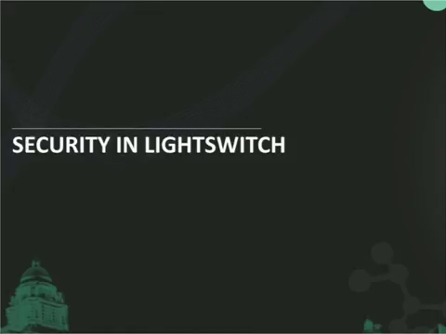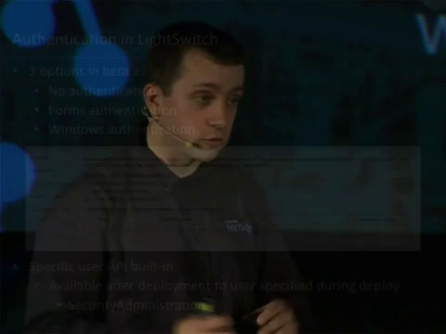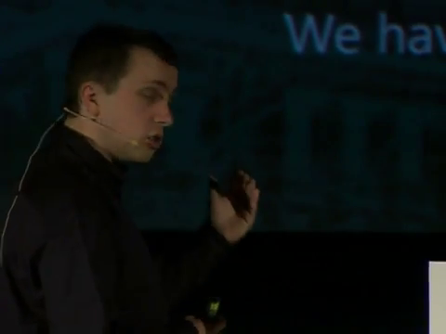So, security in LightSwitch is really not that different from security in other applications. There is also an authentication as well as an authorization system. For the authentication system, there are 3 options available in beta 2, which are no authentication at all, which is of course not really secure, Windows authentication and Forms authentication. During the build-up of your application, you can select in the properties of the project which type of authentication that you want.